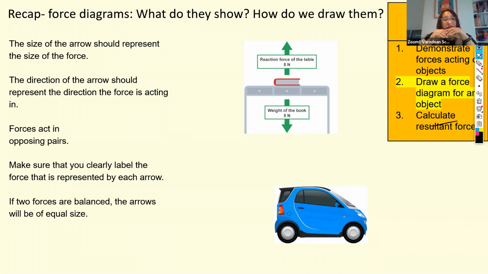Now the direction of the arrow must show the direction the force is going in. So the weight of the book is pulling it down and the reaction force is going the opposite way, so they balance each other out. And as I said before, the other key piece of information is that forces act in these opposing pairs. Make sure that you always label your forces really carefully, and if the forces are balanced, the arrows will be of equal size.